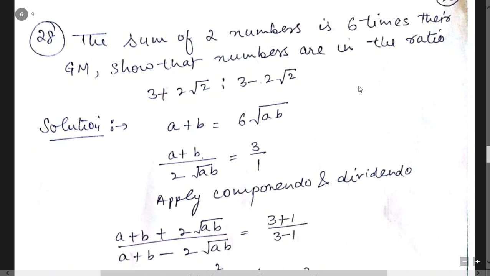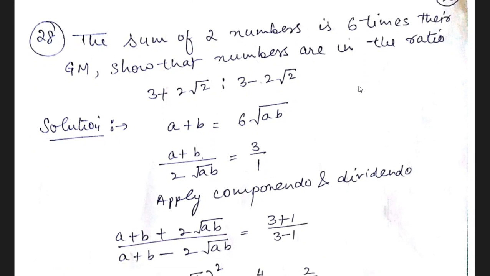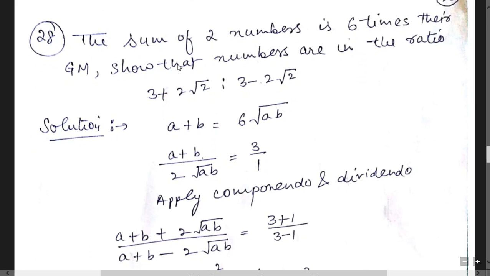This question is also the important question as far as your examination is concerned. Sum of two numbers is 6 times their geometric mean. It means A plus B can be written as 6 into AB root. And you have to find the ratio of the terms 3 plus 2 into root 2 and 3 minus 2 into root 2. It's given to you. Basically, you have to prove this value.